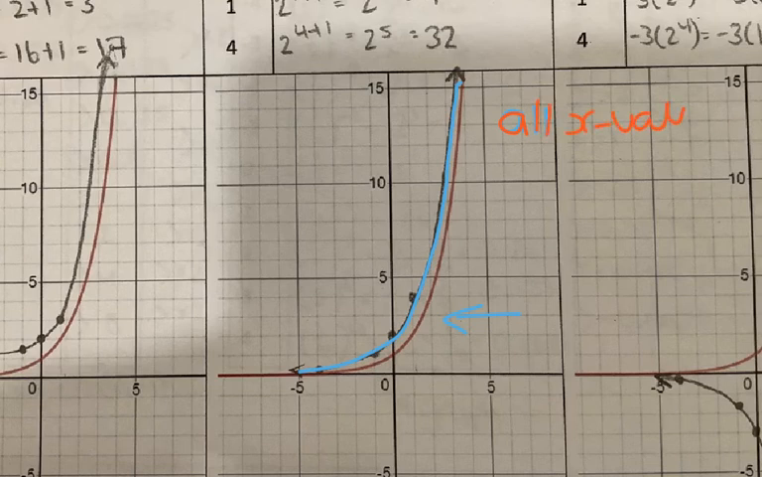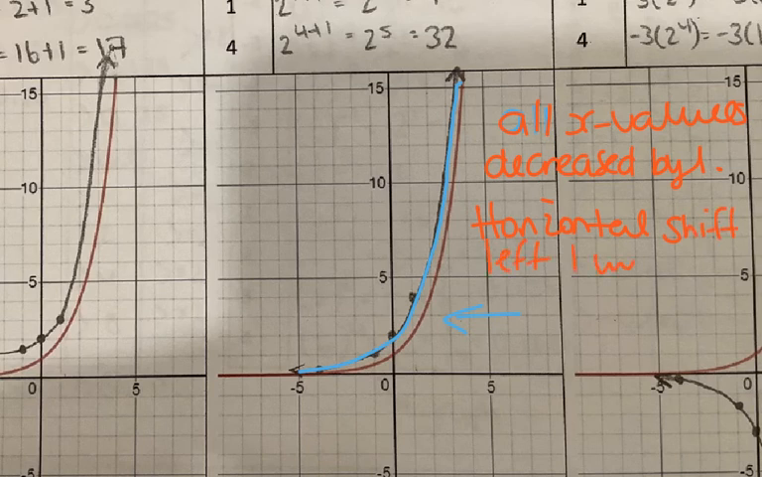All x values decreased by 1, or a horizontal shift left 1 unit, which makes sense because that plus 1 was the d value, and in the original equation, it's x minus d. So now if d is negative 1, that will become x plus 1, which is what it was. So d was actually negative 1, which is why we moved left.